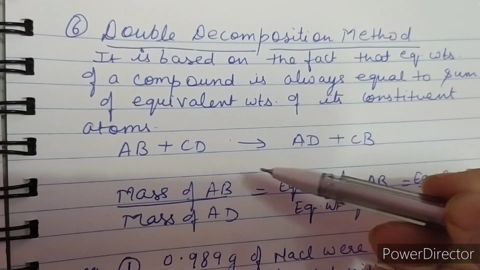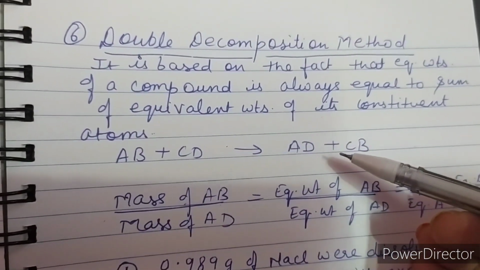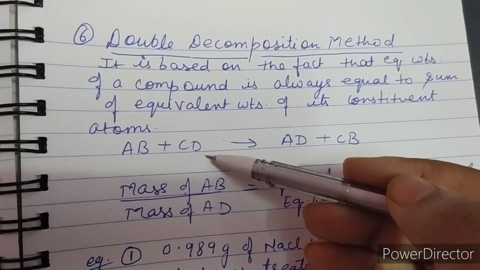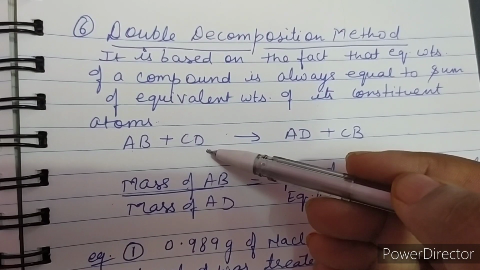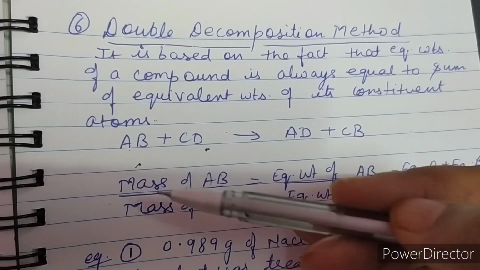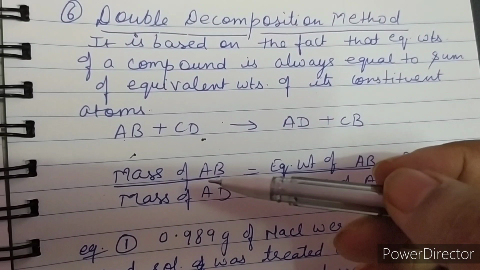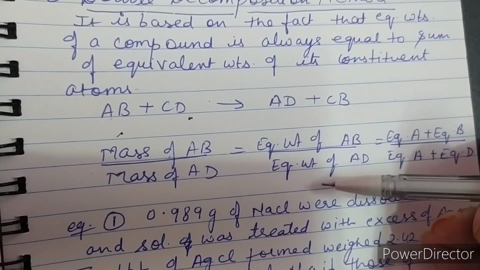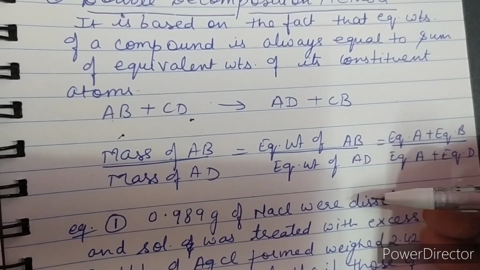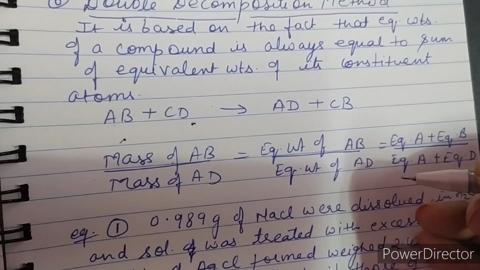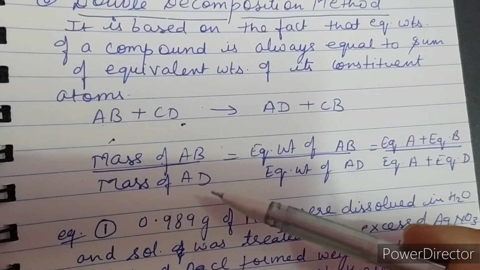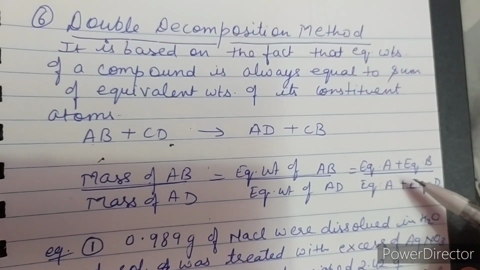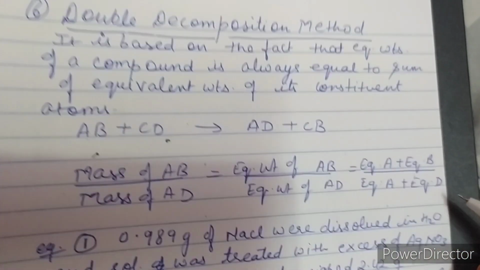As you all know, a double decomposition reaction is a reaction in which there is mutual exchange of the radicals between two compounds. A cation of one compound combines with the anion of another compound, and the anion of the other compound combines with the cation of the former compound, forming two different products. In this case, if we know the mass of at least one of the reactants and one of the products, and knowing the equivalent weights of the other species, we can calculate the equivalent weight of a given species. So mass of AB upon mass of AD is equal to equivalent weight of AB upon equivalent weight of AD, which is equal to equivalent weight of A plus that of B upon equivalent weight of A plus that of D.